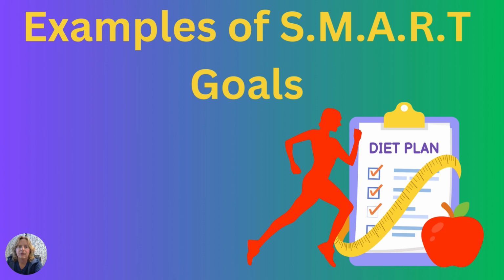Time bound: I will go to the grocery store tomorrow after work and buy healthy food for the week. I will use my rowing machine for 30 minutes before cooking. I will use the rower 3 times a week.